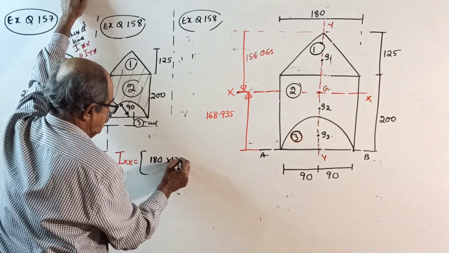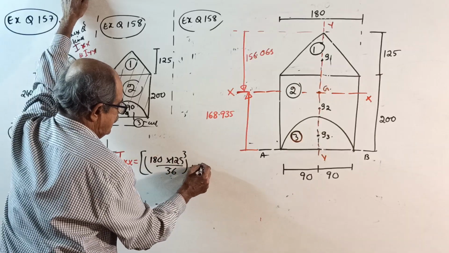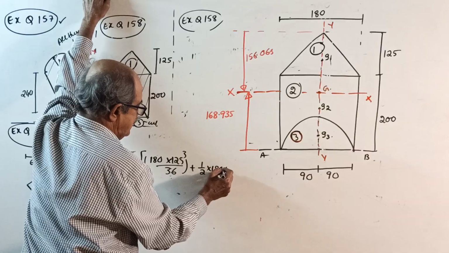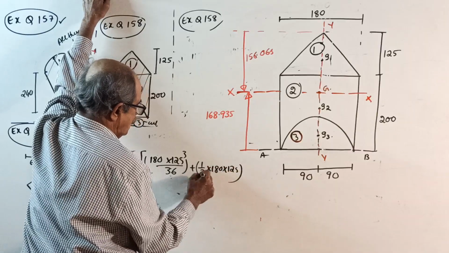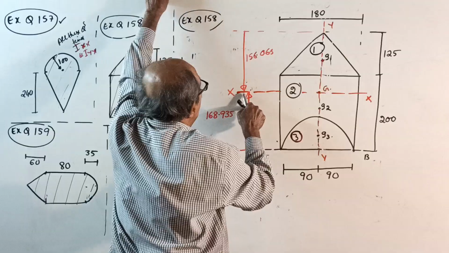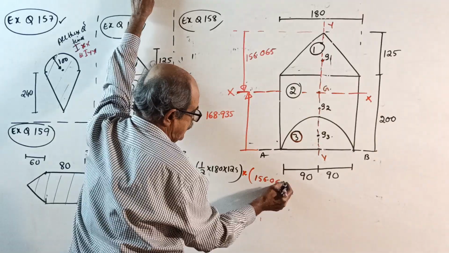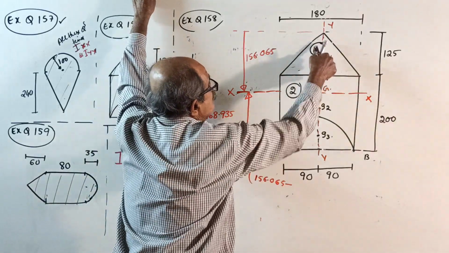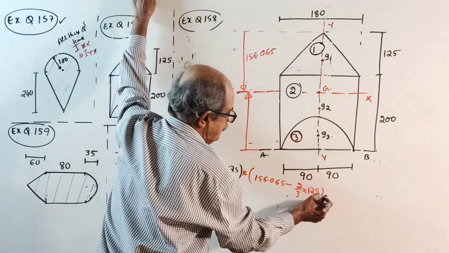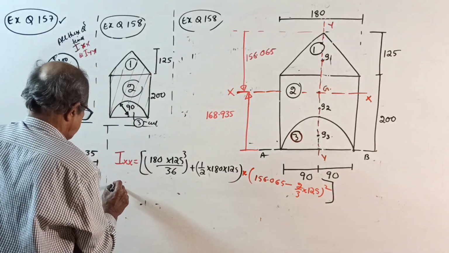180 into 125 cube divided by 36, I_G, plus half, I forgot half, plus half into 180 into 125 is the area. Now the most important term, into this distance square, 156.065, 156.065, subtract 2/3 of 125. It came a little inclined because of space problem, adjust it. Okay, first one over, plus second one.